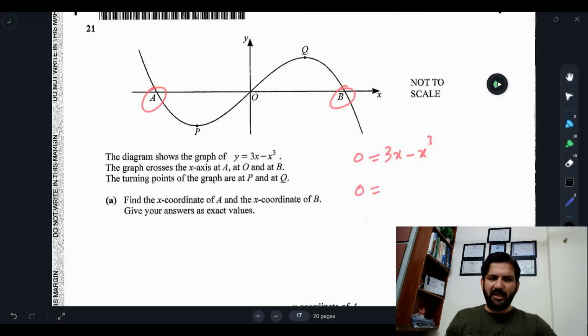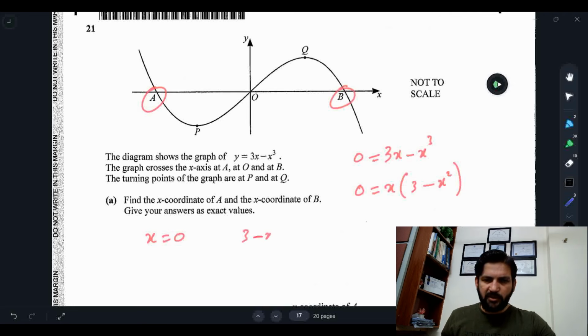And if we rearrange it, from here we can say that x should be equal to 0, and 3 minus x square should be equal to 0, which means that x square should be equal to 3. And from here we can say x should be equal to plus minus square root of 3.